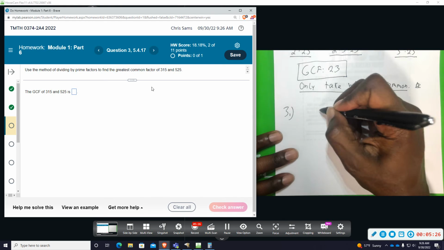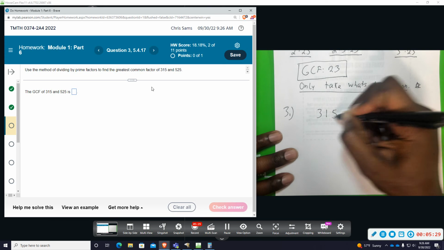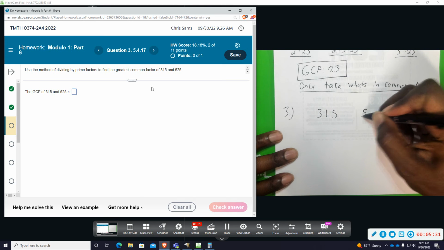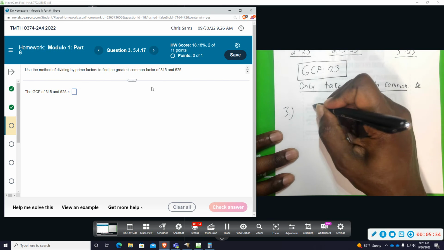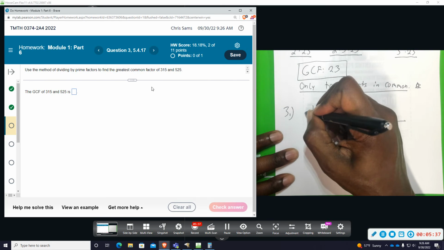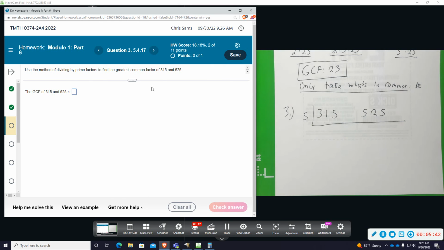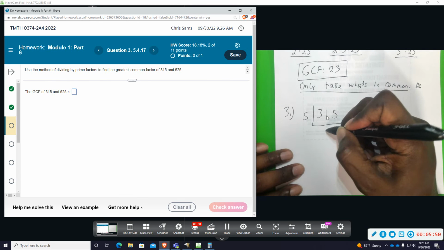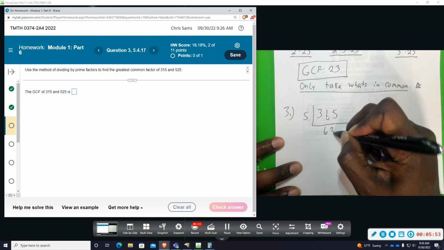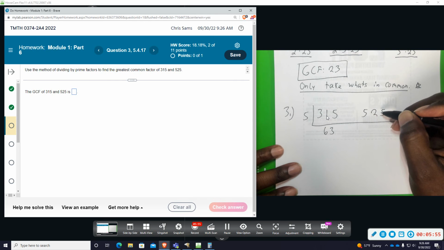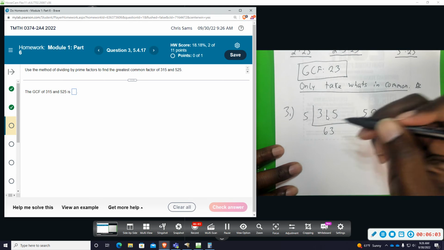So 315 and 525. Both of these are divisible by 5. So I'm going to start out with a 5. And then 315 divided by 5, which I can probably do mental math. 5 goes into 31 6 times, and then 15 3 times, so that gives us 63. And then 5 goes into 5 once, and then 25 5 times, so 105.